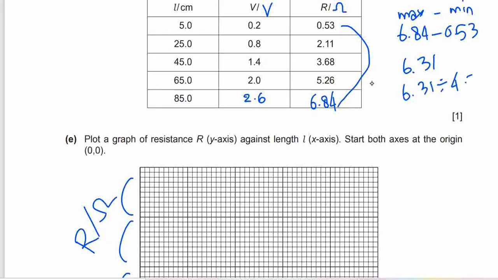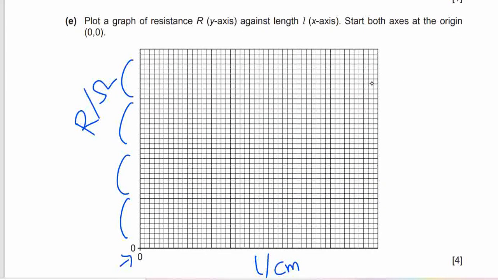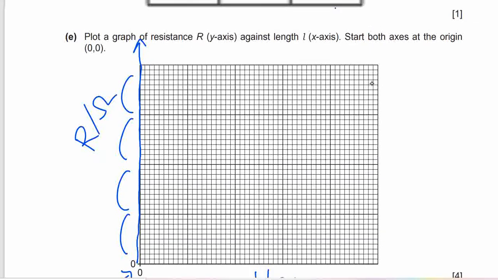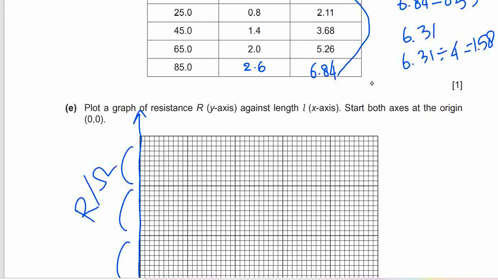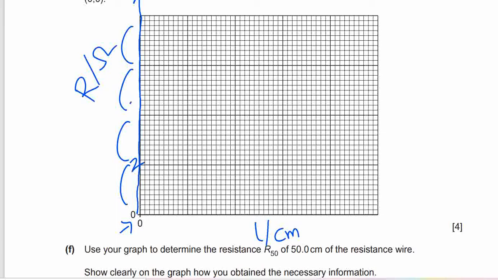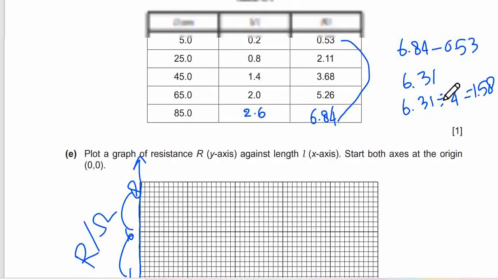So we got approximately 1.5775, so 1.58. So we plan the range or the interval of the y-axis. This axis will be 2. To make it easier, we make it 2. So this will be 2.468 ohm, while the data in the horizontal axis is L here.